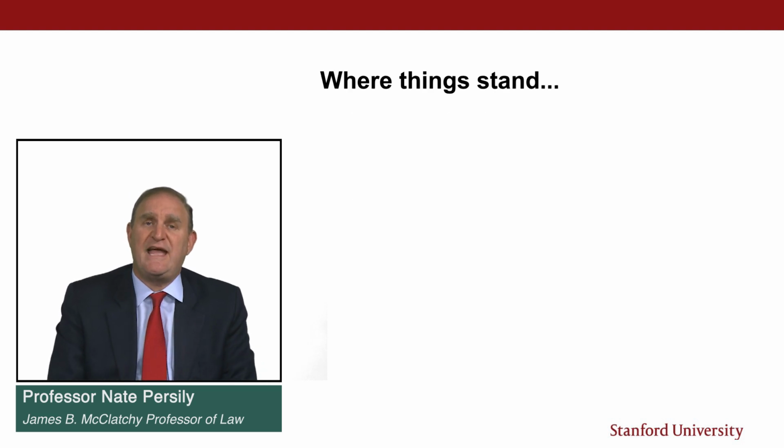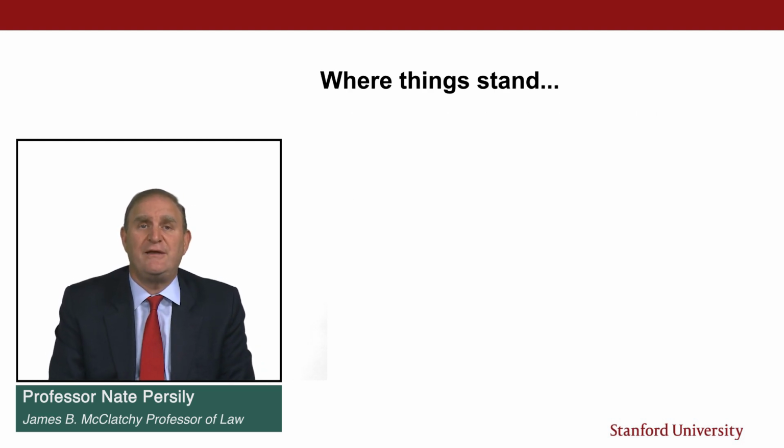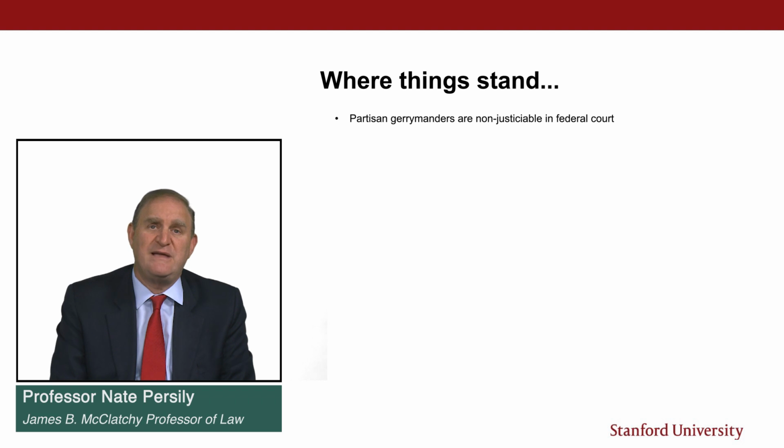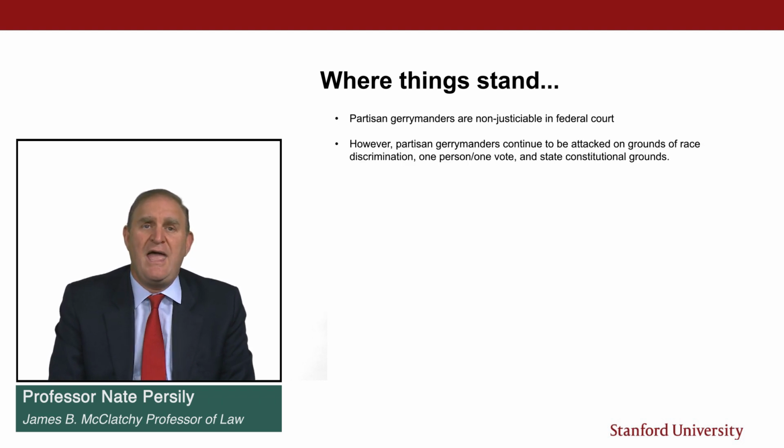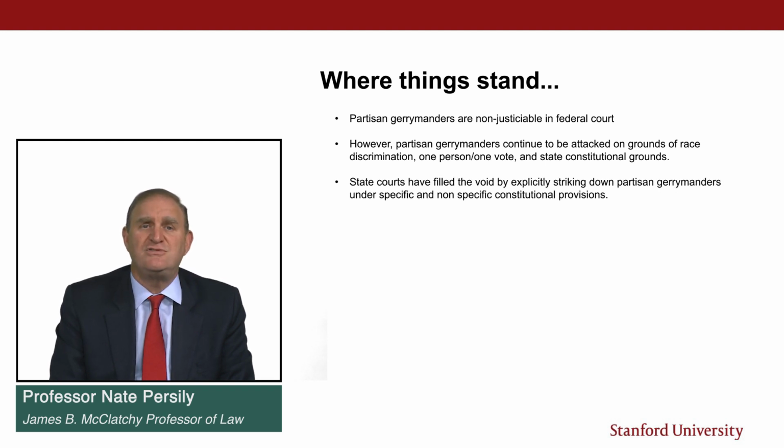So here's where things stand when it comes to partisan gerrymandering. Partisan gerrymanders are non-justiciable in federal court per Rucho versus Common Cause. However, it's not as if partisan gerrymanders aren't litigated. They just continue to be attacked on other kinds of grounds like race discrimination, one person, one vote, or other state constitutional provisions. And state courts have picked up the baton that the Supreme Court has given them, and they filled the void by explicitly striking down partisan gerrymanders under certain state constitutional provisions.